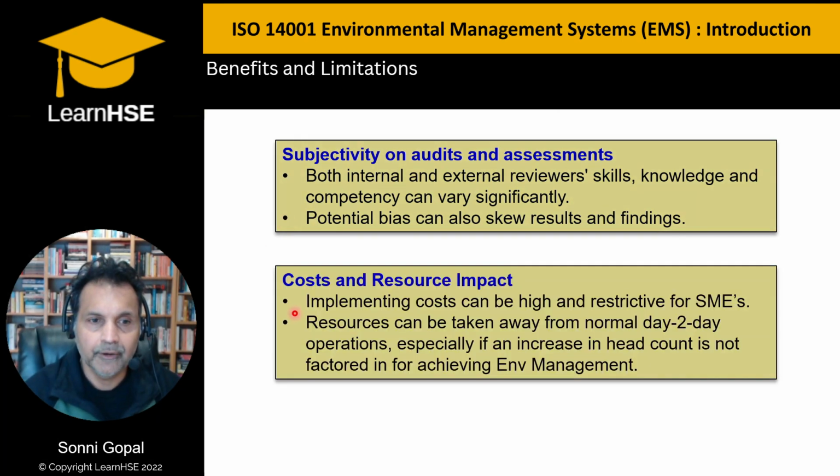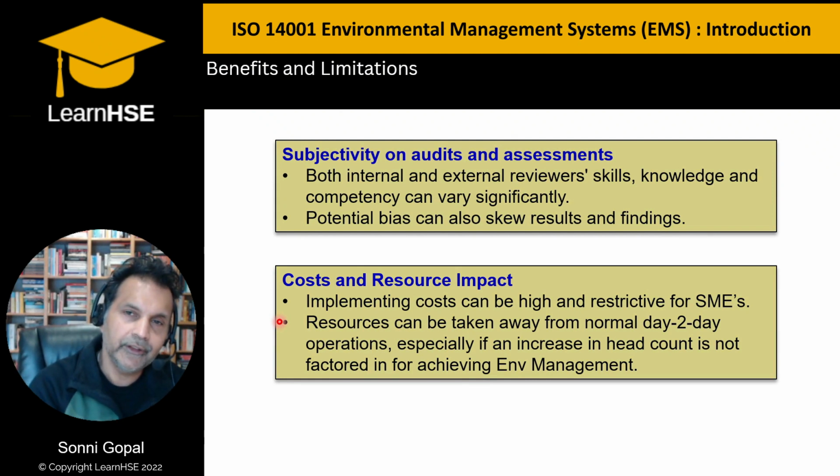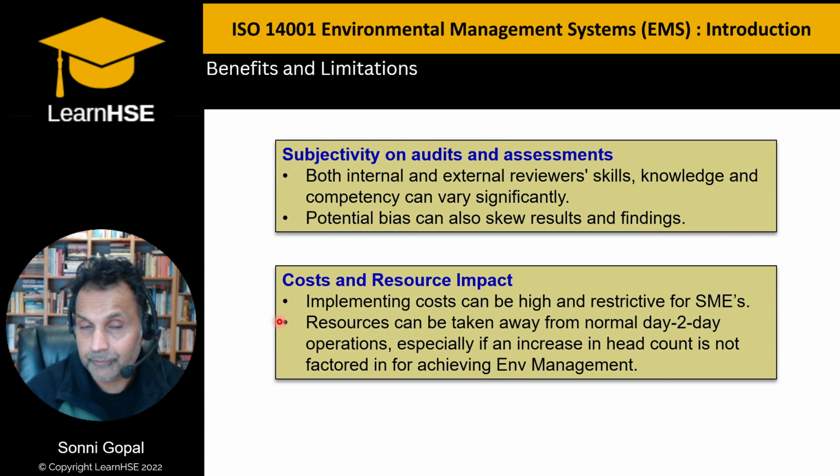There are also cost and resource issues and impact. There can be quite high implementation costs, and it could be quite restrictive for small, medium enterprises. And resources can be taken away from normal day-to-day operations, especially if an increase in headcount isn't factored in, and therefore you still have to meet all these environmental management requirements. In roles and responsibilities, we did mention that there are specific roles and responsibilities, and these are sometimes seen as add-on or bolt-on if people are already working to the hilt in terms of what they have to do as tasks. This could also be one of the limitations in achievement.